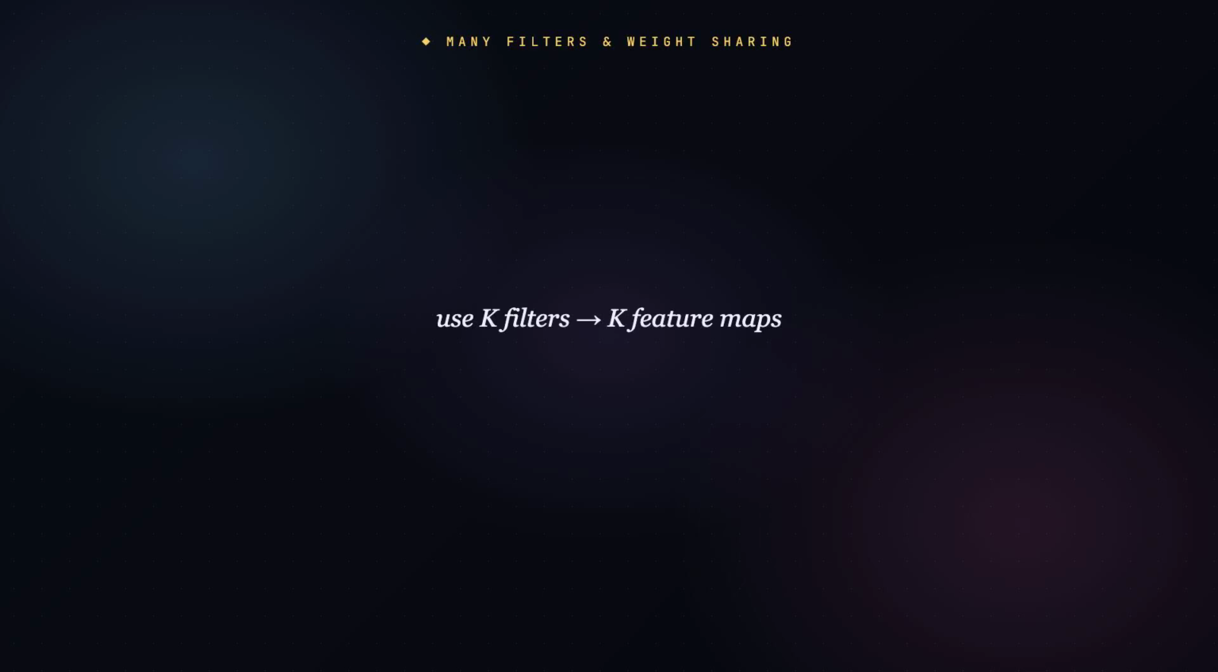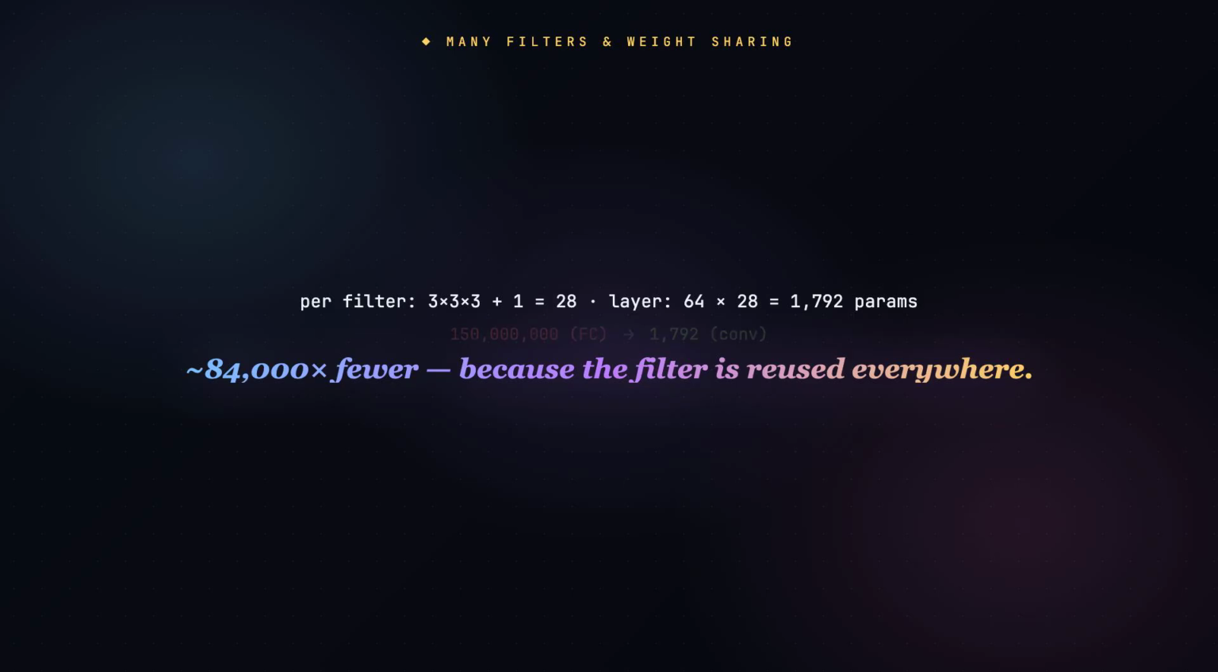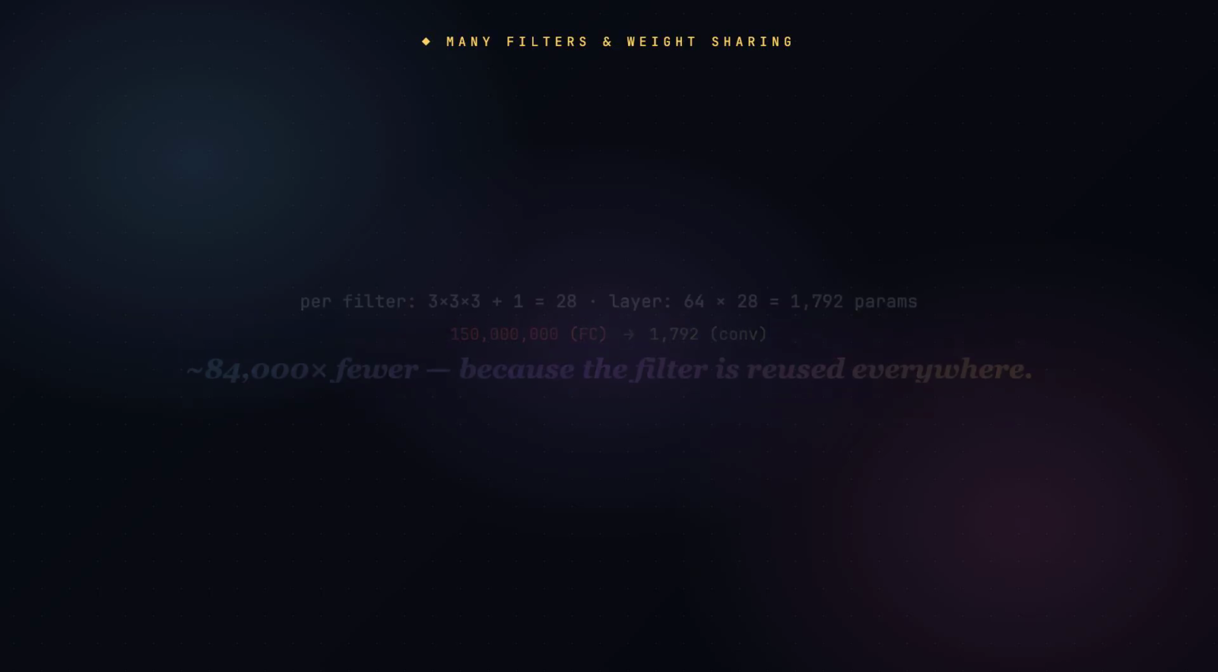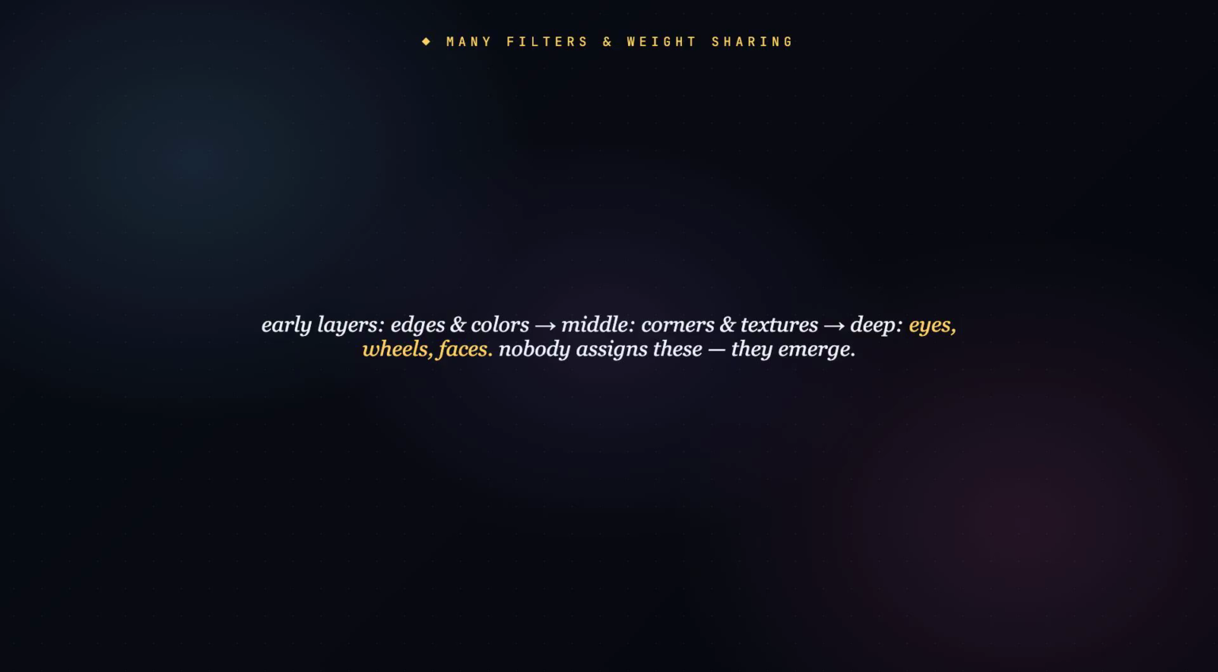Use many filters and you get many feature maps. 64 filters of 3x3 turn a 3-channel image into 64 channels. And here's the magic. A 3x3 filter over 3 channels is just 28 parameters, so a 64 filter layer is under 2000 versus 150 million for the fully connected version. About 84,000 times fewer, because the same filter is reused at every position. Stack these and the features build up on their own: edges, then textures, then eyes and wheels and faces. Nobody assigns those meanings, they emerge.